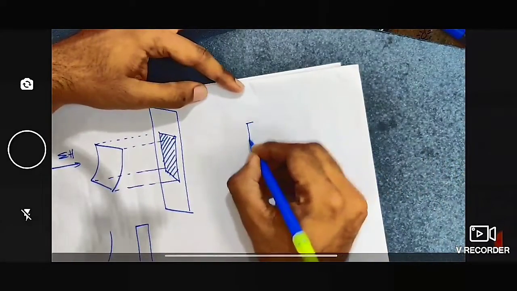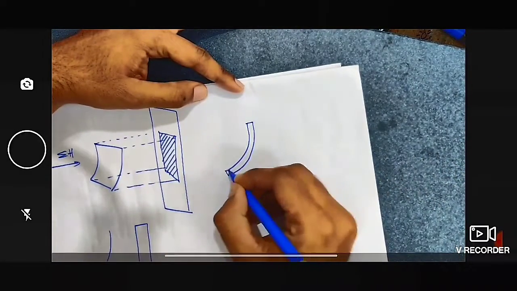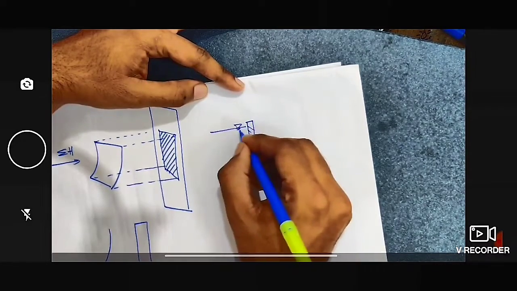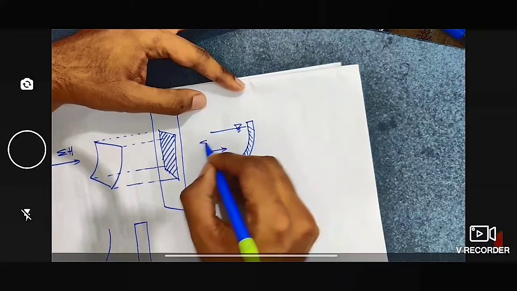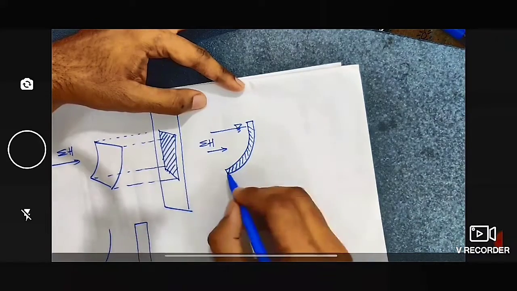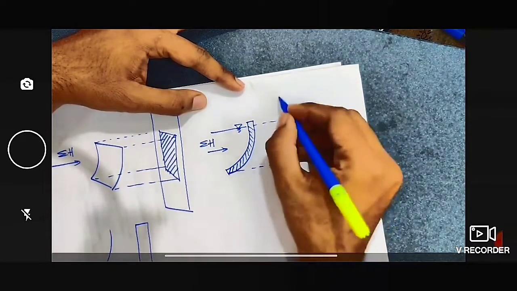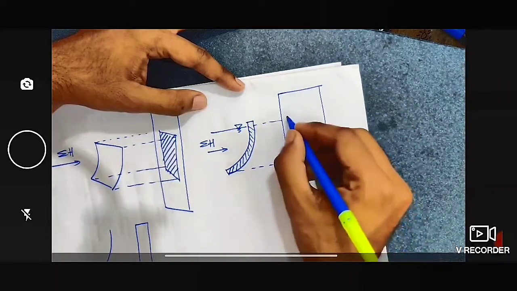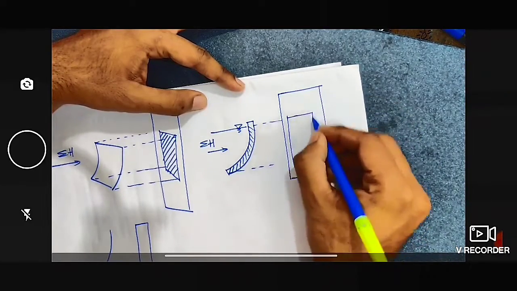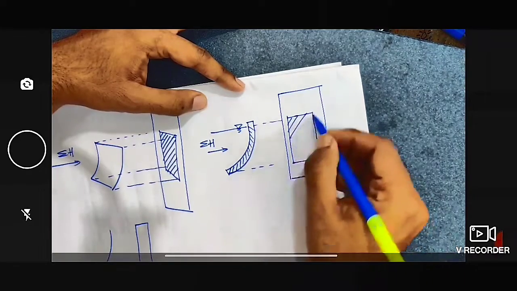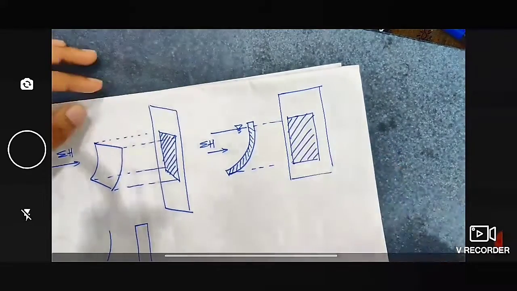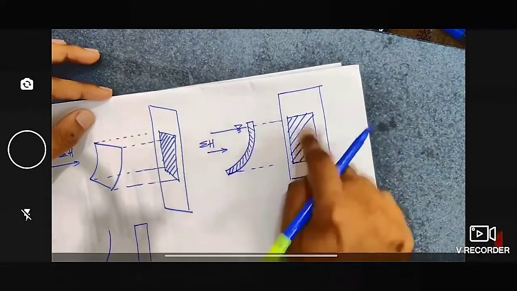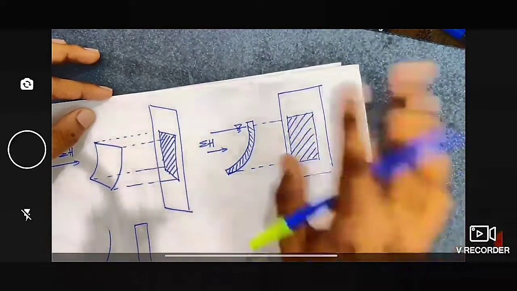I am again drawing the figure for the explanation, that you have a curve like this and you have got liquid. What you need to find is the horizontal force acting on it. For that, you have to project this to a vertical plane. When you project it to a vertical plane, you will obtain a rectangle like this. Now you have converted this curve to a vertical plane. Now you know how to calculate.